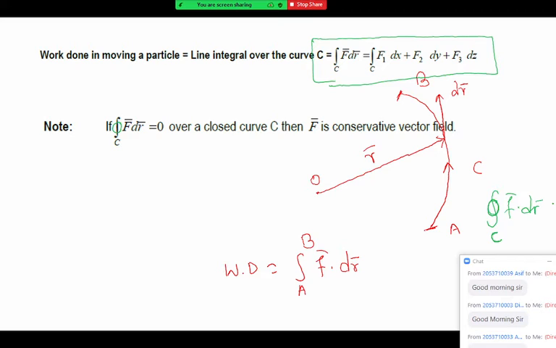total work done is 0, and it indicates the force is a conservative force. The force F is an irrotational field. So this is another definition we can say. This is another definition for a conservative or irrotational field. Can you tell me the first definition? How did we prove F bar is conservative in differentiation?